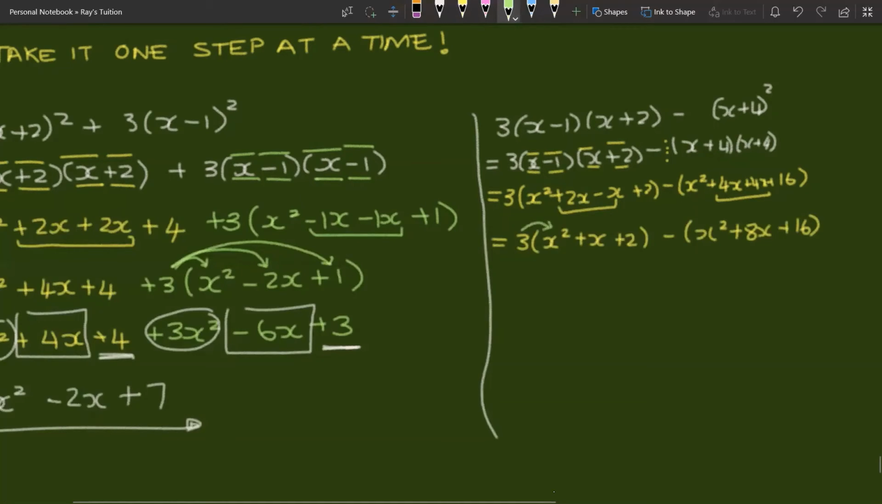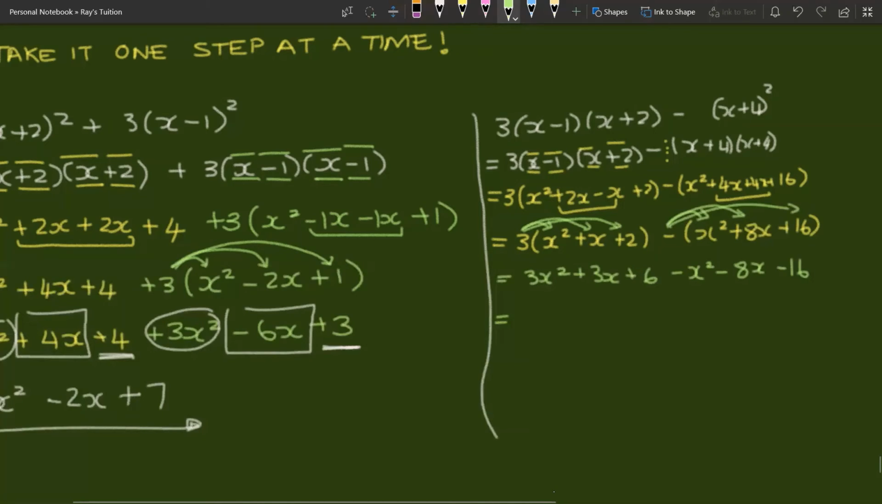I'm going to distribute this 3 to every term in the second bracket. So 3 times x is 3x squared, 3 times x is 3x, and 3 times 2 is 6. Then I'm going to distribute this minus 1 into every term in the second bracket. So it becomes x squared minus 8x minus 16. It essentially just changed the sign of everything there.